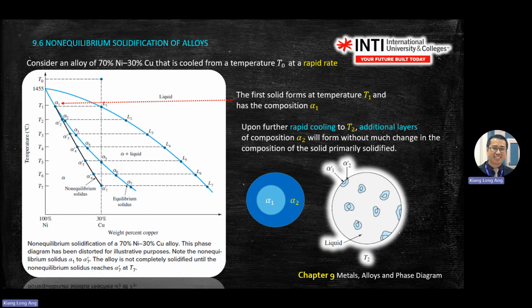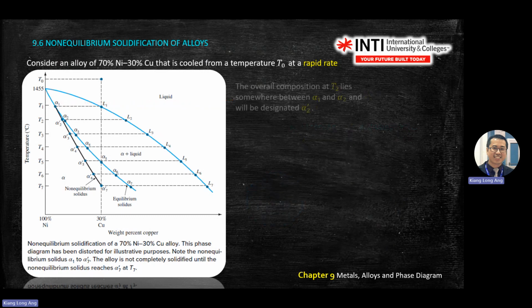So at T2 you have alpha prime, alpha prime, which means this is rapid cooling. Only with rapid cooling can you see this. I think the notation in my diagram here is a bit wrong. You should see alpha prime, alpha prime.